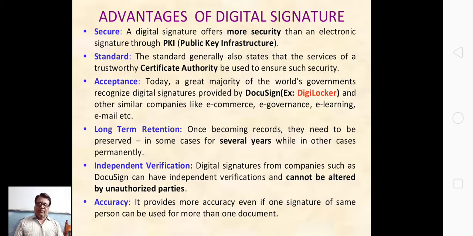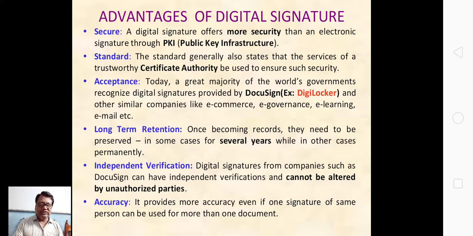Coming to the point of advantages of digital signature, it is more secure. That is why we are using digital signature. It offers more security than an electronic signature or manual signature. Electronic means a Word document, Excel document, whatever, or email ID, etc. Why is it more secure?